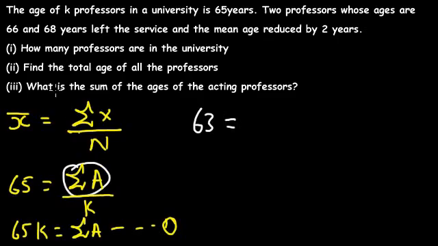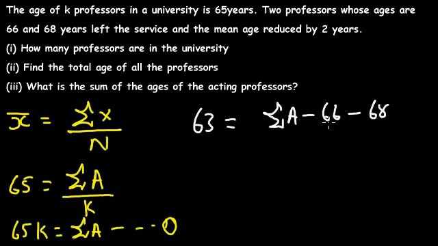the summation of x, this is for the entire professors that were in the school before, but now 2 of them have left, and these are their corresponding ages. So we now have the summation of x minus the first one 66 minus the second one 68. This will help us have the summation of the ages of the leftover professors. Then divided by, now this won't be n or k anymore. It's now k minus 2, that is the total number of professors minus the 2 of them that left.